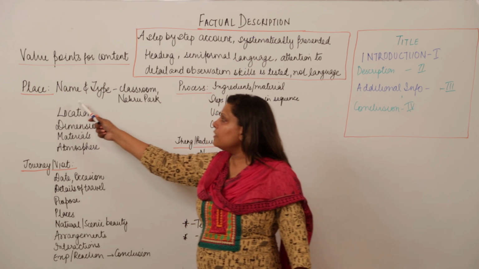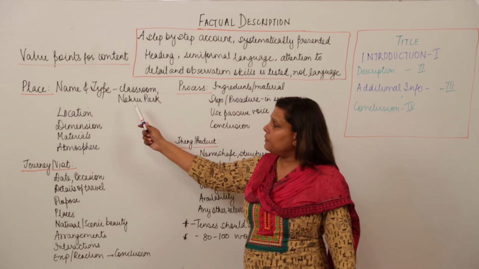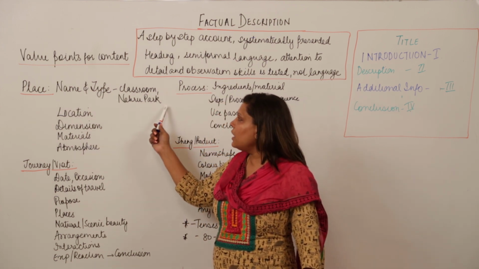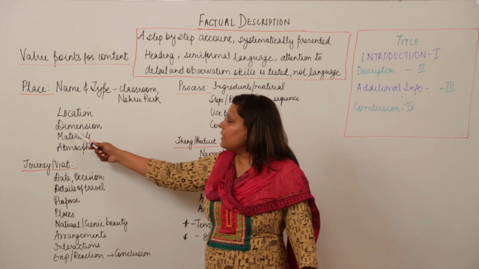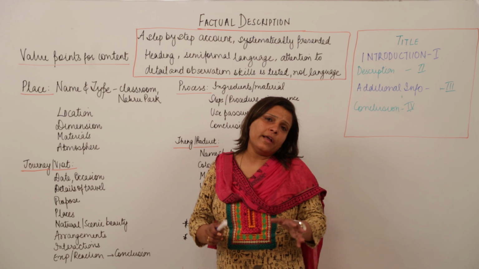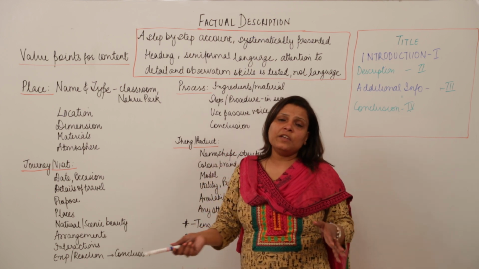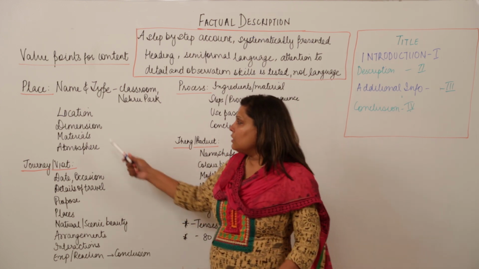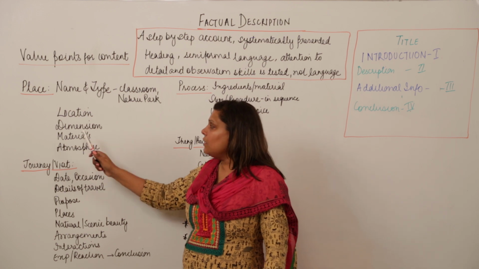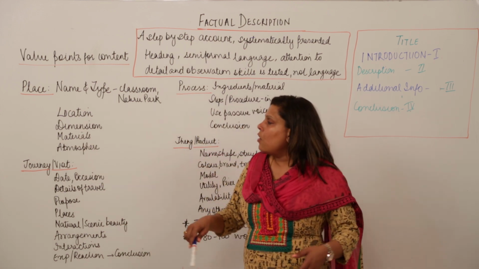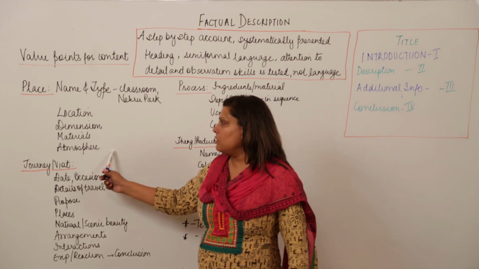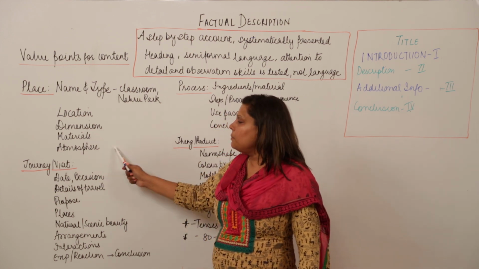Now the value points for content for basic factual descriptions. When you are describing a place, first describe the name and type of the place, like the classroom or the Nehru Park, then give the location as relevant and the dimensions: big, small, large, square, this many feet, this high. You can describe anything that comes to your mind accordingly. Then the materials of which it is formed, or the surroundings and the atmosphere. That goes for the place.